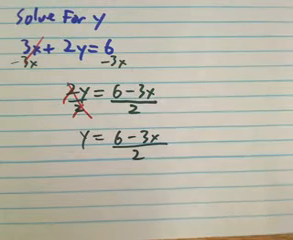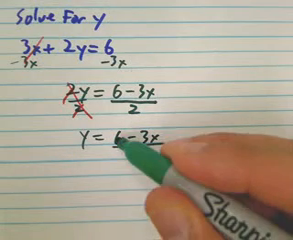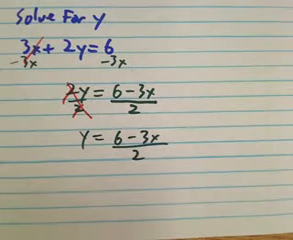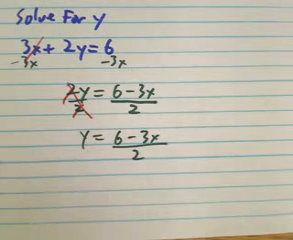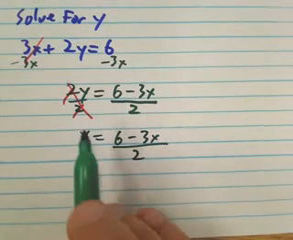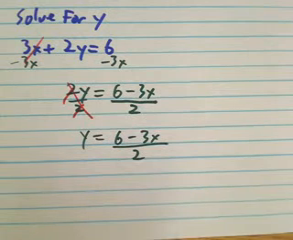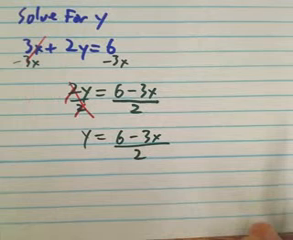Now, I could have distributed the 2. I could have put 6 over 2 and negative 3x over 2, but this is just as fine. Just make sure that when you divide on both sides, you divide everything. Don't neglect anything. Just like when we multiply to get rid of fractions, you have to multiply by everything. So divide by everything. It's the same idea.